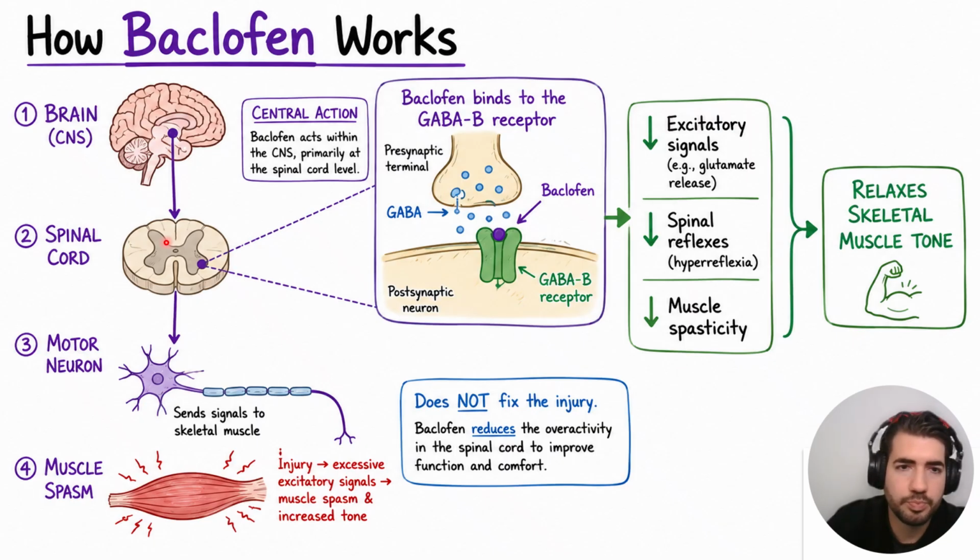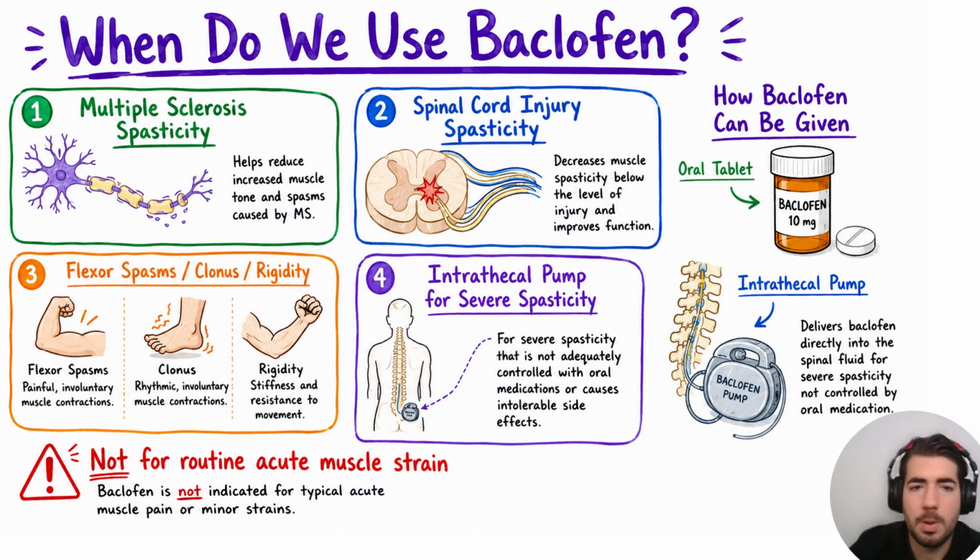All right, now when do we use it? I told you we usually use it for conditions related to spasticity, like stiffness, that are also related to the central nervous system, especially the spinal cord. So we use it in multiple sclerosis, because we help reduce the increased muscle tone and spasm caused by multiple sclerosis.